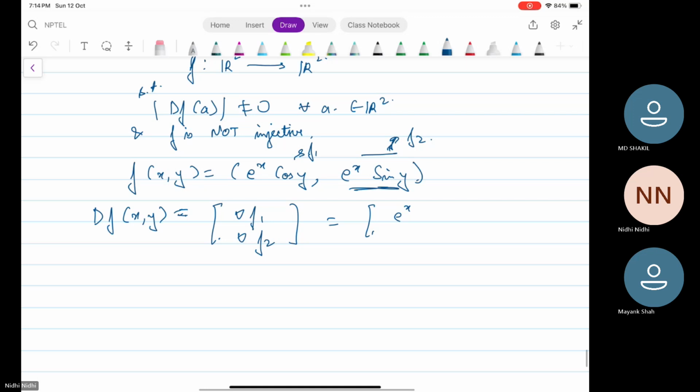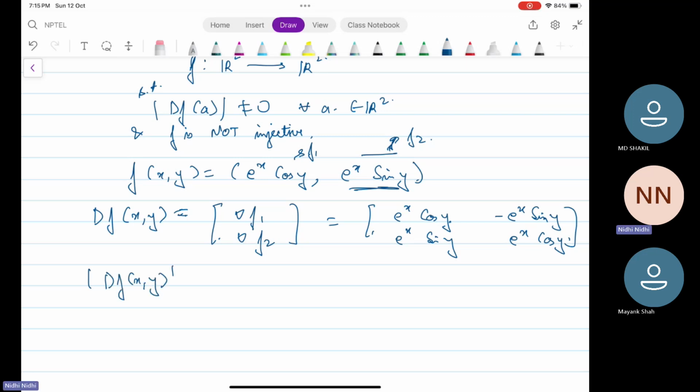And e power x minus sin y, minus equals e power x cos y. So eventually the determinant of this matrix will be e power 2x, because cos square y plus sin square y will be 1. And this will never be 0.